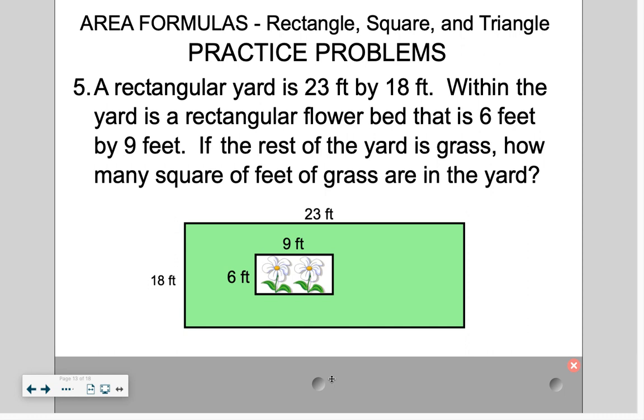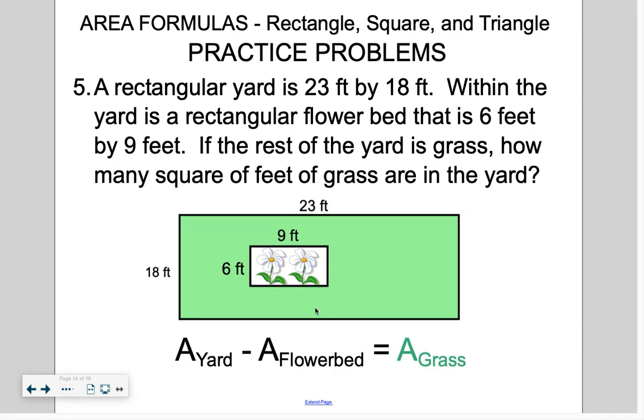So we're trying to find the green space, which is not a shape. It's within the rectangular shape, but the green itself is not really a shape we have a name for. So how can we get just that green space? Well, let's think about this idea. If we can get the area of the yard, which is that big rectangle, and take out the flower bed, that small rectangle inside of it, what we should be left with is all this green space, all the grass. And that's what you're being asked to find.